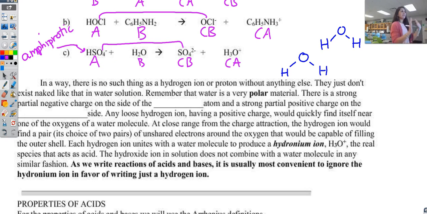Okay, and finally, just a little bit of something that we already talked about, but just to review this again. In a way, there's no such thing as a hydrogen ion or a proton without anything else. They don't exist naked in water solution like that. So remember, water is very polar, okay? And what it means to be polar is it's not ionic, but it's very polar, meaning there's a strong pull in one direction of the electrons.